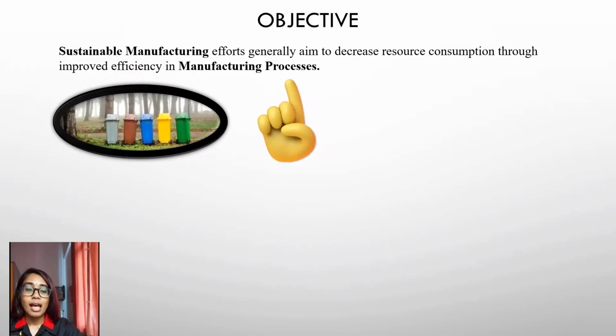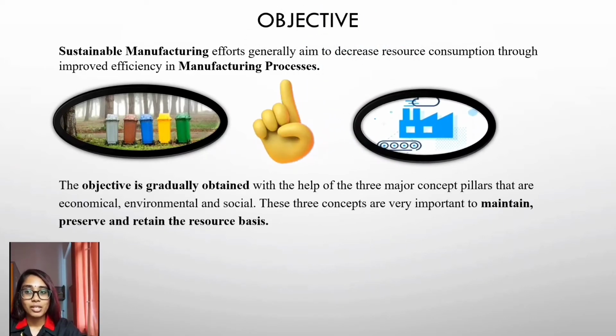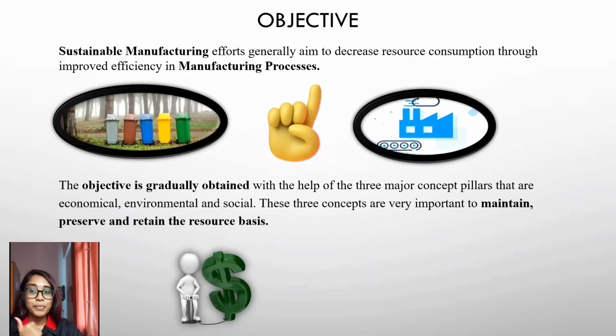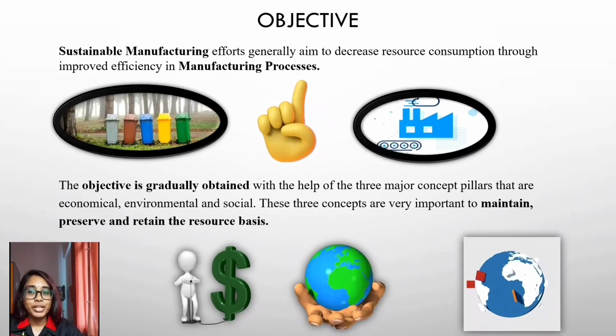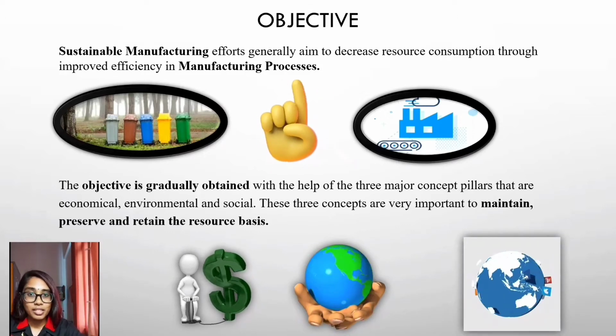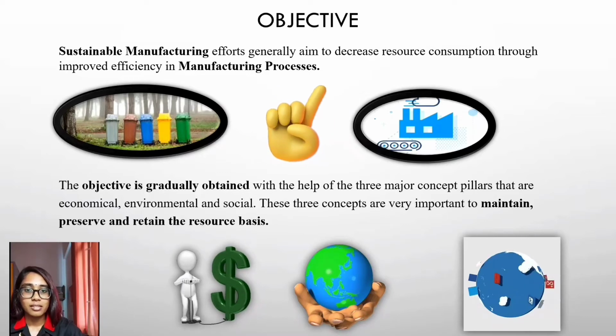in manufacturing processes, eliminating unnecessary resources, and decreasing the amount of waste and emission produced through manufacturing activities. The objective is generally obtained with the help of the three major concept pillars, which are the economical, environmental, and social. These three concepts are very important in maintaining, preserving, and also retaining the resource basis.